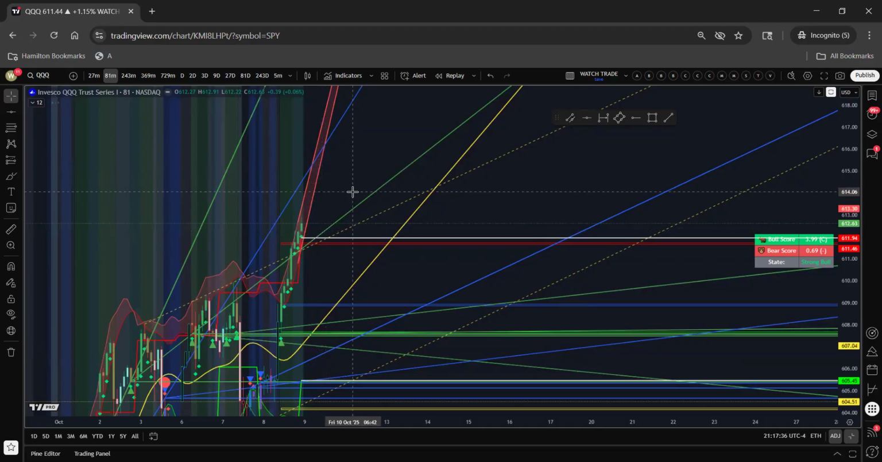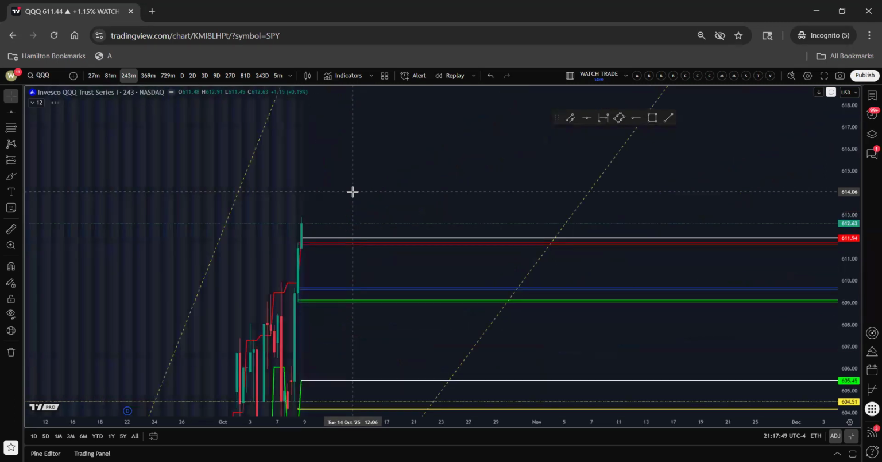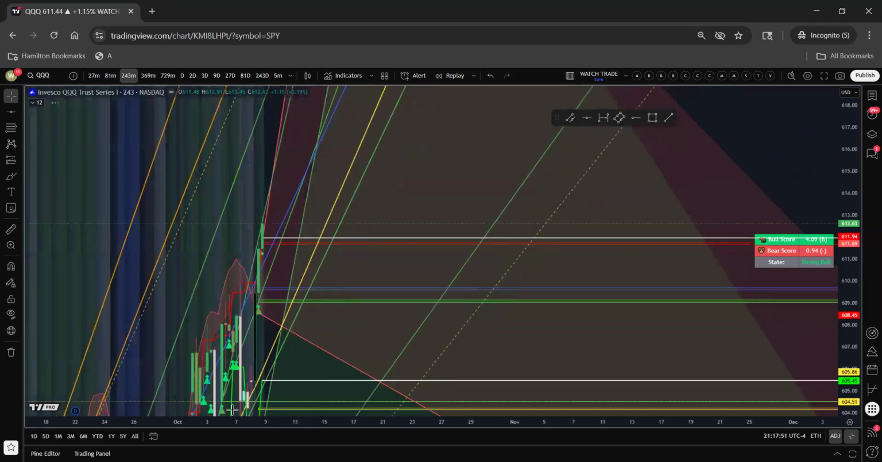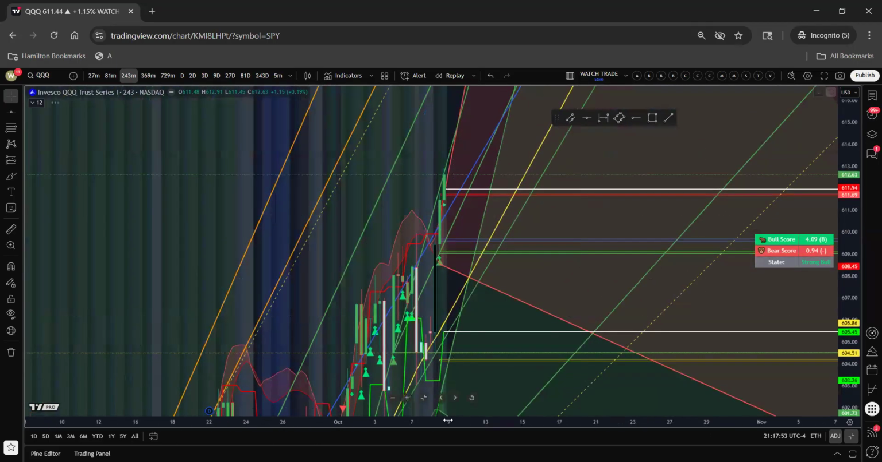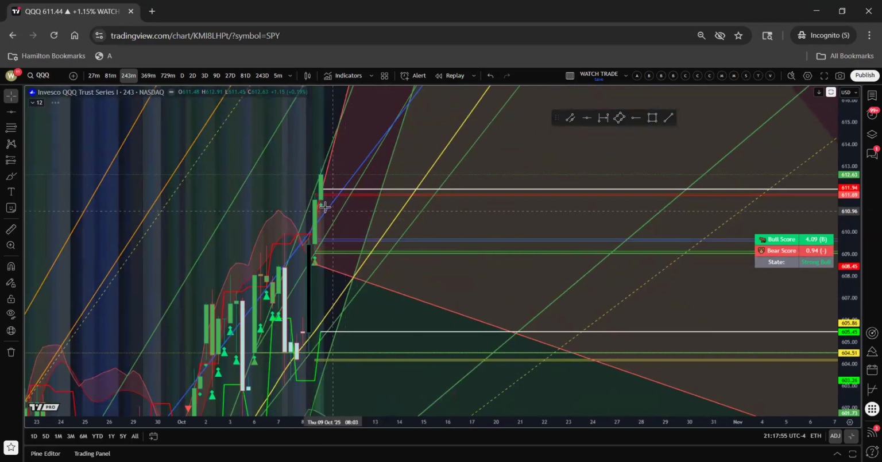This is why it's good to look at multiple time frames. I look at the 1, the 3, the 9, the 27, the 81, the 243-minute. I look at multiples of 3. So let's look at this. On the 243-minute candle, we have an extremely bullish candle.